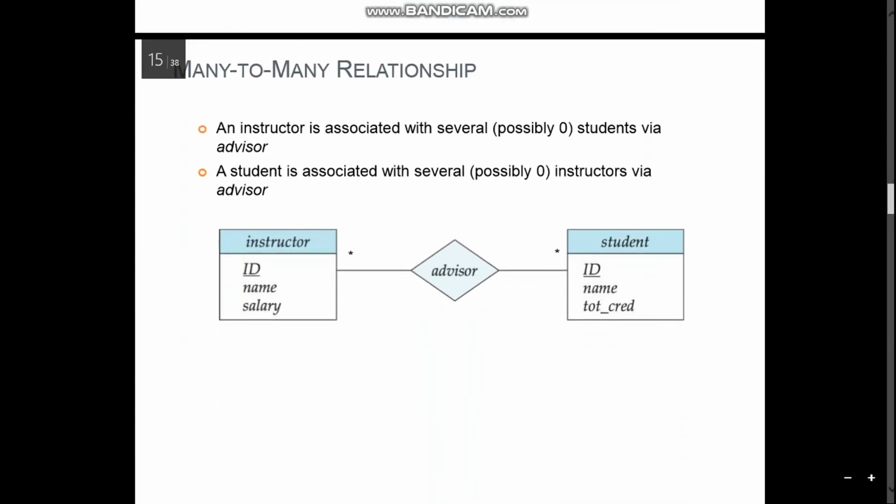Now you can see many-to-many relationship. When you represent a many-to-many relationship, you will put a star on both sides, or we can say M and N, many to many. Any one instructor is the advisor for many students, and many students are advised by a single instructor.